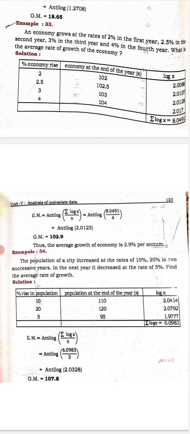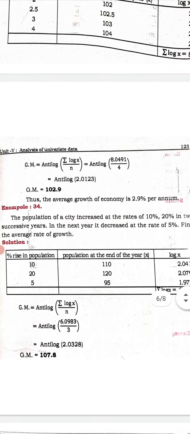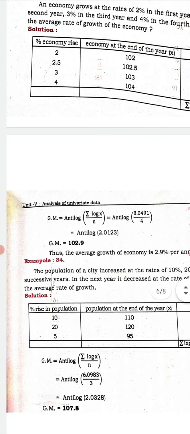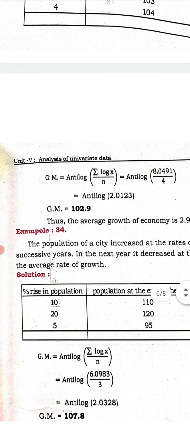Next procedure is the same. Geometric mean is equal to anti-log in bracket summation log x divided by n. Then you'll get 8.0491 divided by 4. How to consider 4 here? Small n means number of observations, you know that. How many years' data is given here? 4 years' data is given: first year, second year, third year and fourth year. So summation log x divided by small n, you'll get the value as 2.0123.